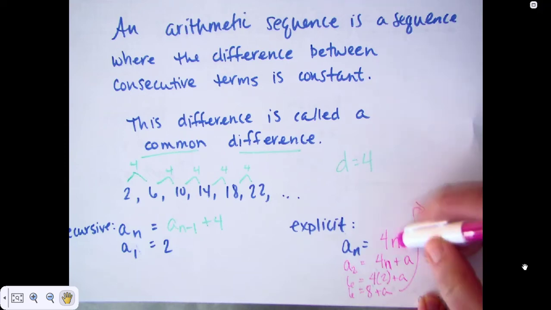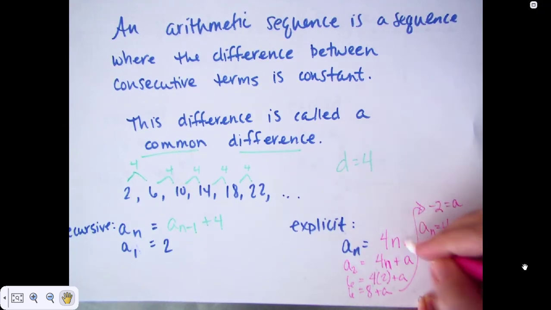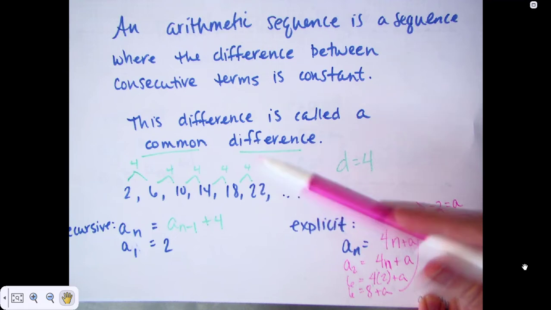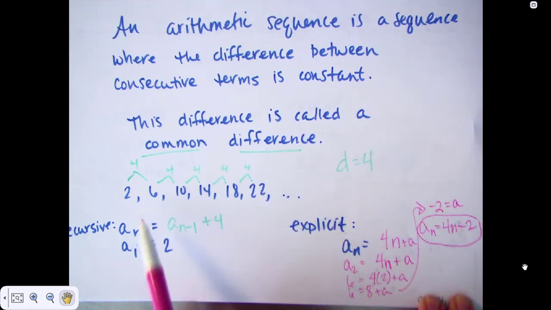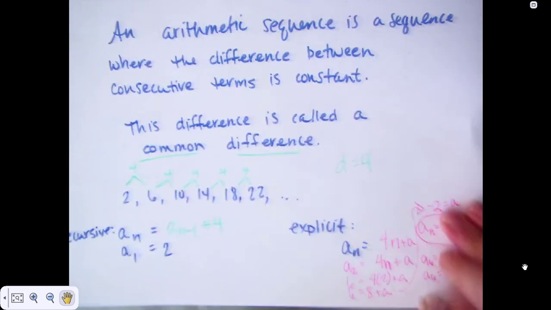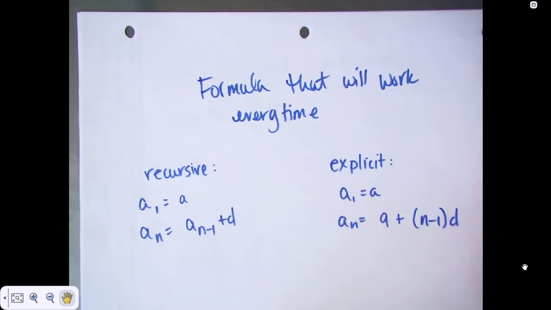So I was trying to figure out what I needed to put in this position right here. And that should be the explicit form. And we can test it for the, let's see, this is the 1, 2, 3, 4, 5, 6th term. So is a sub 6 going to give us 22? So 4 times 6 minus 2. So that's 24 minus 2, which is 22, which is the 6th term. So that's one way you can go about it. Or you can use this formula that's going to work every time.